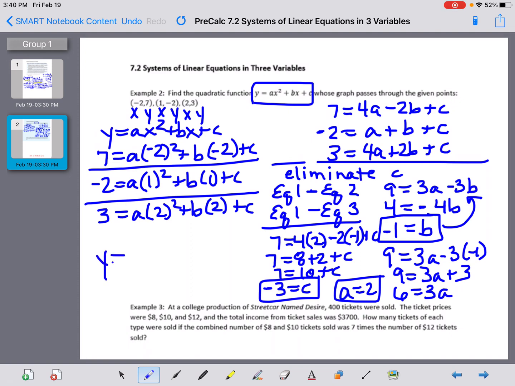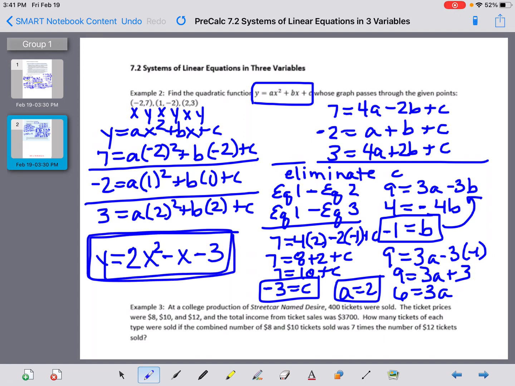So y equals, my a is 2, so it's going to be 2x squared. My b was negative 1, so negative x. My c is negative 3. This is the parabola, or the function, that had all three of those points on it. And we just found the equation of that parabola, okay, using a system of equations.